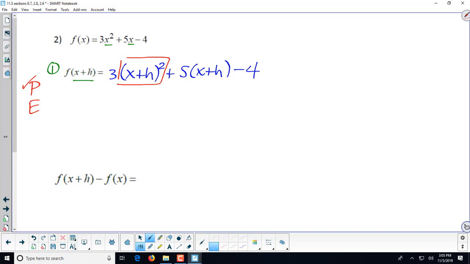So how do you square it? You can FOIL or distribute, or you can always use the shortcut: a plus b squared is a squared plus 2ab plus b squared, right? You can use the shortcut, or you can just distribute and combine like terms. I don't care. But it's not x squared plus h squared. You do not distribute squaring.